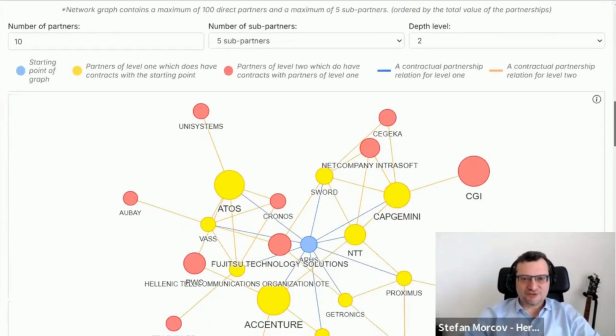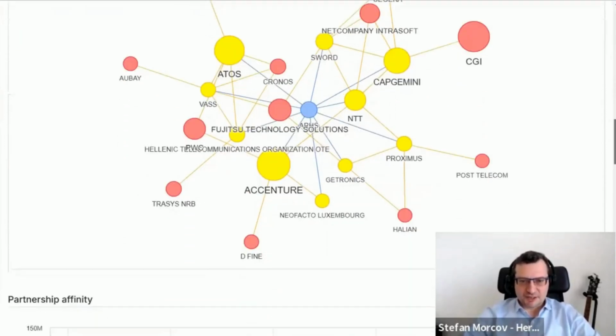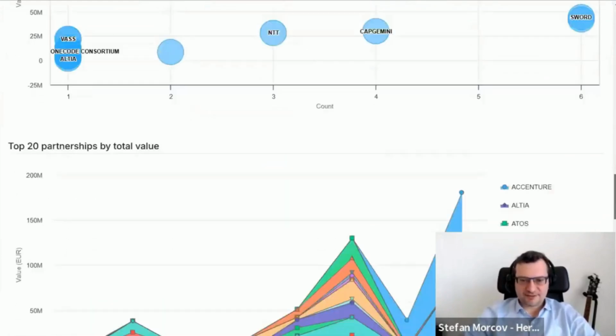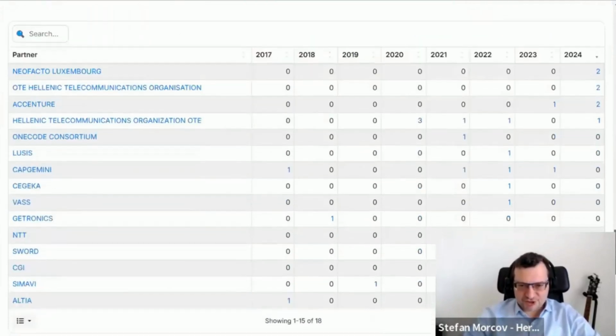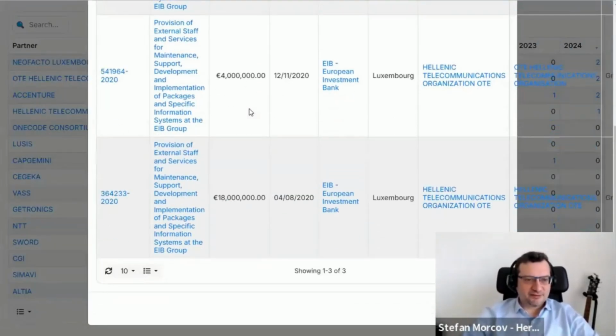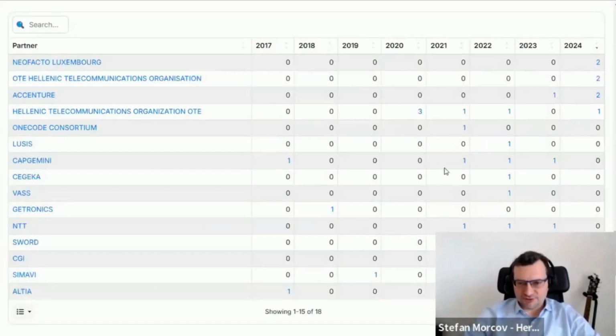We display by default 3 layers, 3 levels, but you can change the parameters. This is the map of the partners and the history with each of the partners. And again, what are the 3 contracts with OTE? Click, these are the 3 contracts. It's 3 lots in one tender probably.